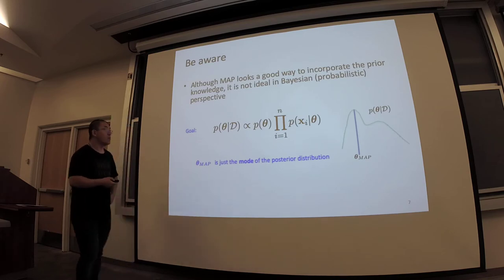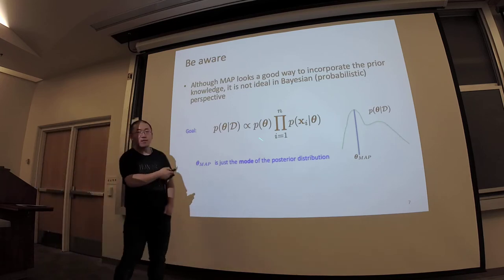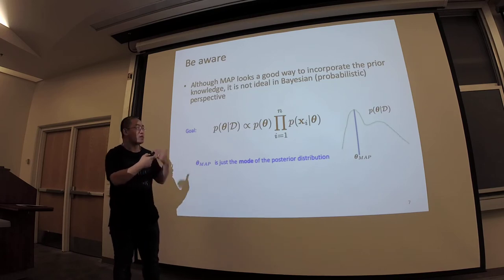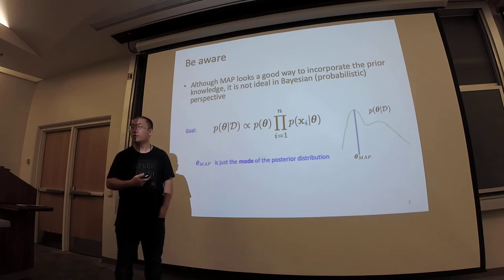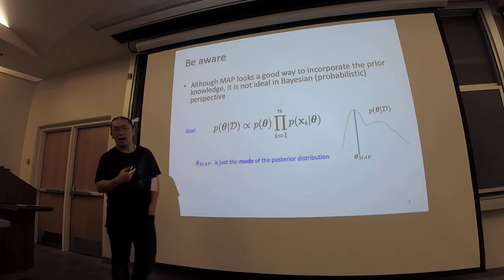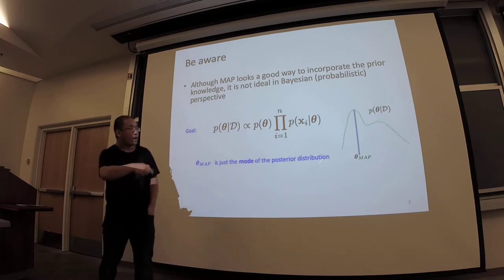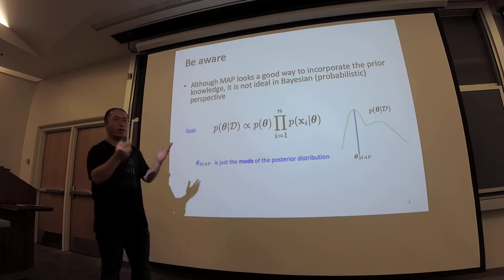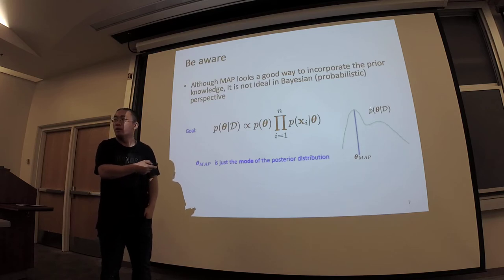And how does the MAP estimation connect to the posterior distribution? Remember, MAP estimation is to maximize this part, right? We just want to find a single point which maximizes this joint distribution. That means your MAP estimation is actually a mode of the posterior distribution. Among the complex shape of the posterior distribution, you find a point which achieves the maximum value of the posterior density. Right? Any question?